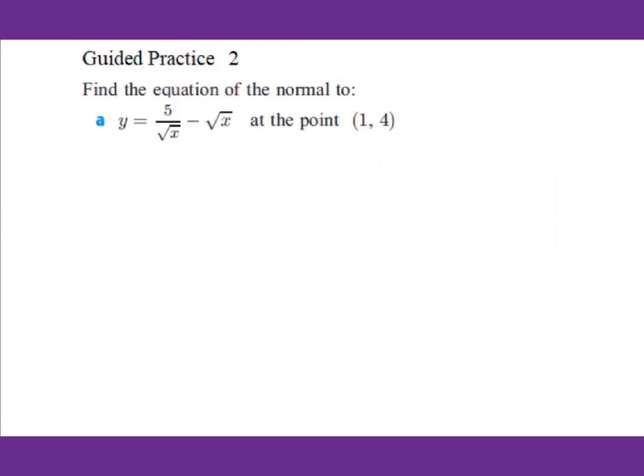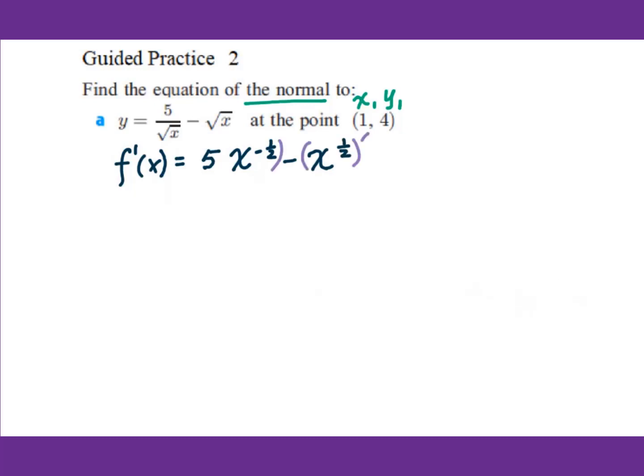Now let's go to guided practice 2. Find the equation of the normal to y equals 5 over square root of x minus square root of x at the point 1, 4. This is your x1, y1. So get the derivative of this f of x. You will get 5 times x to the negative 1/2 power minus x to the 1/2 power. We have to do the derivative separately.